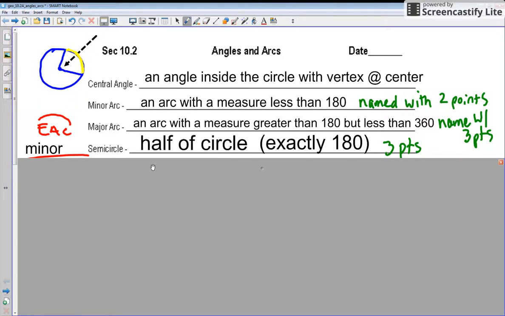Don't forget we've also got something called a semicircle, which is half of the circle. That's exactly 180 degrees. Take a minute there and pause if you need to copy down all your vocab.